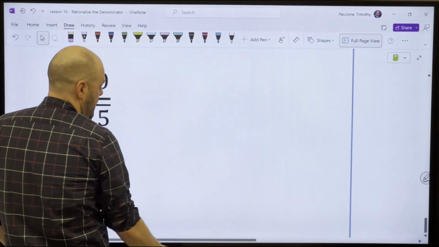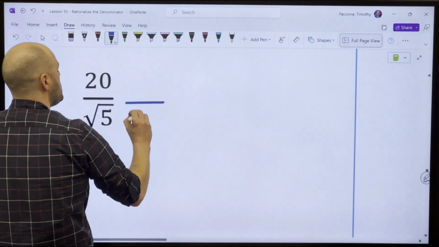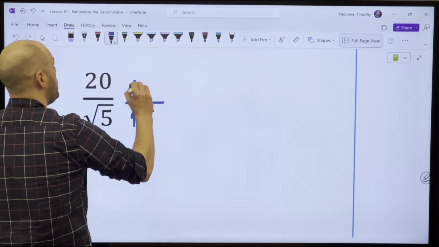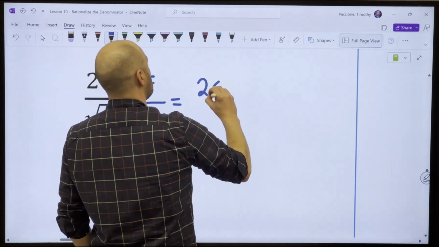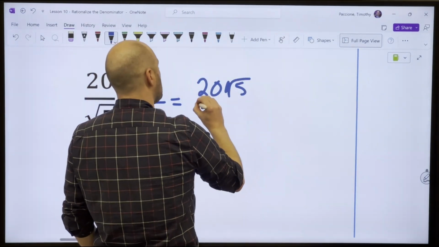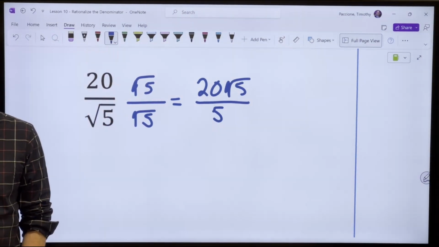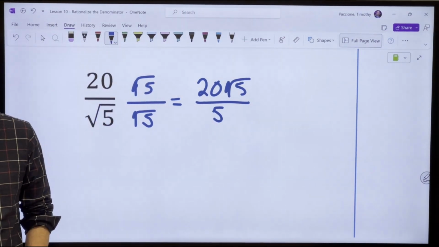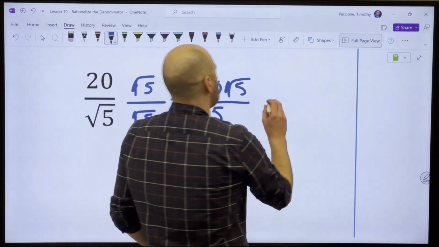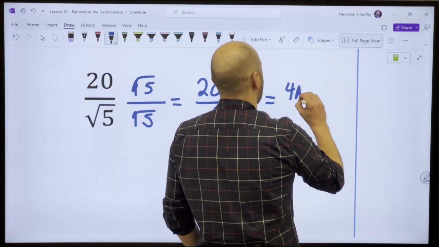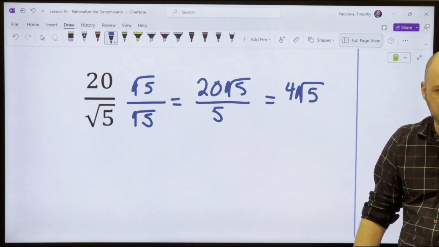What would I multiply this by to rationalize the denominator? Square root of 5. Square root of 5 and square root of 5, which gives me 20 square root of 5 over 5. So is it fully simplified? No, because 20 divided by 5 you can do. If you can do it, you do it, right? So this becomes 4 square root of 5. Okay? So sometimes what you do creates another step.